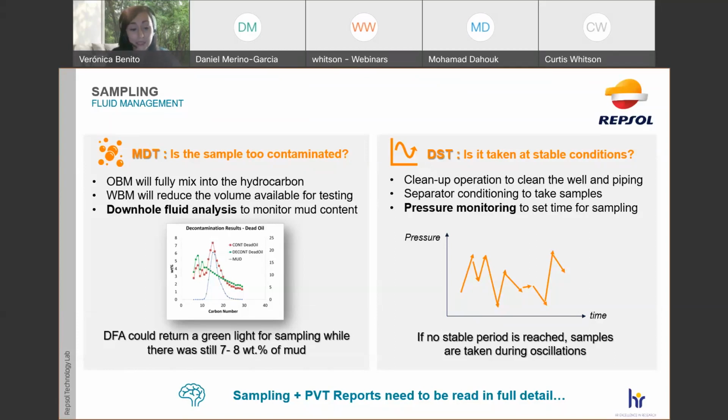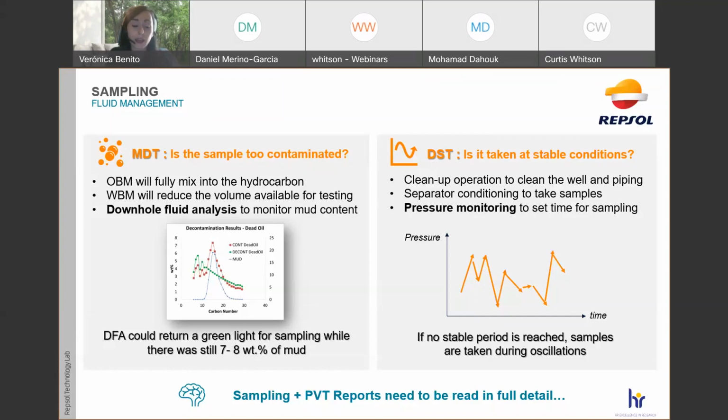On the other hand, for DST samples, the most important point is to assure that the sample is taken at stable conditions. Initially in the DST operation, a cleanup period is performed to clean the well, and after this, the downhole pressure is monitored in order to evaluate an appropriate time for sampling. But sometimes no stable period is reached, and samples are taken during oscillations. This increases the uncertainty a lot also, because fluid sometimes cannot be taken at monophasic conditions, especially for bottom hole samples. Or, for example, in the case of surface samples, the gas-oil ratio we measure is not representative of the fluid.